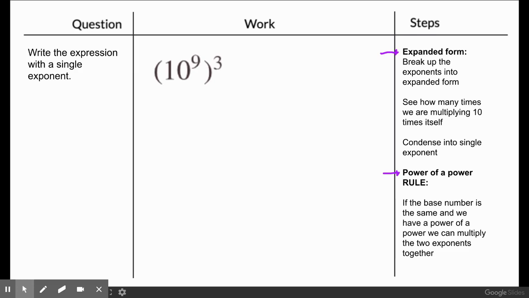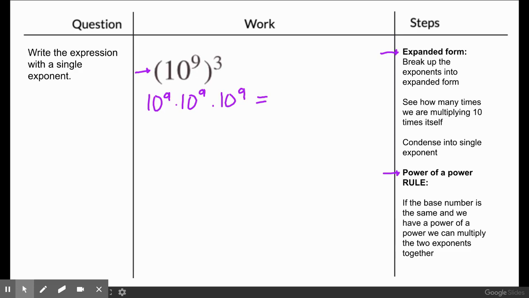So first of all, I want to break this down. Instead of having an exponent, I know that 10 to the power of 9 to the power of 3 is 10 to the power of 9 times 10 to the power of 9 times 10 to the power of 9. And now we're going to use the rule that we know about multiplying as well in just a second here. But first, I'm going to actually break it up into expanded form here.